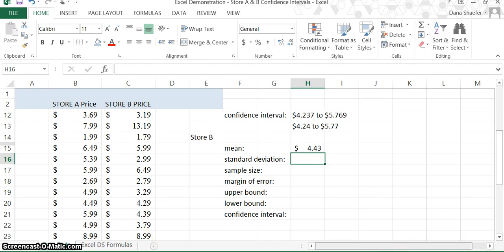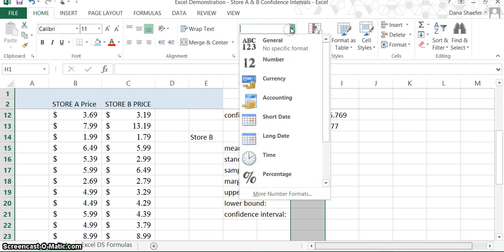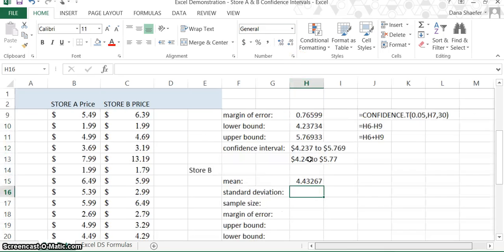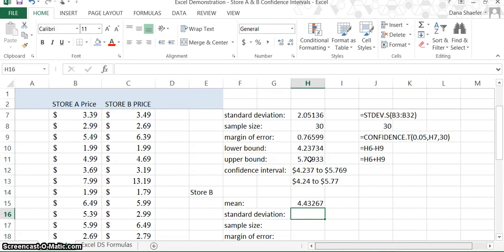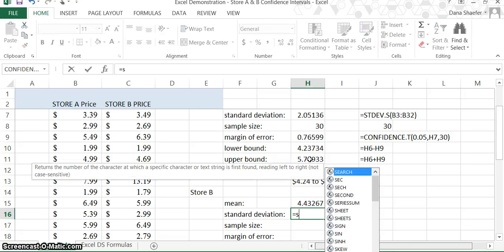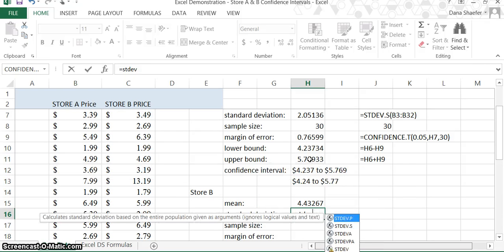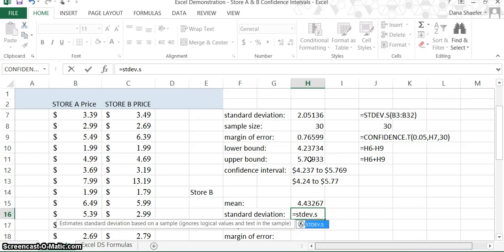Then I'm going to do the standard deviation. I'm going to rename this as general again, so it keeps wanting to go to that accounting mode. So general. Then I'm going to do the standard deviation. So the command is up here, standard deviation.s. So equals stdev.s of the store B prices again.